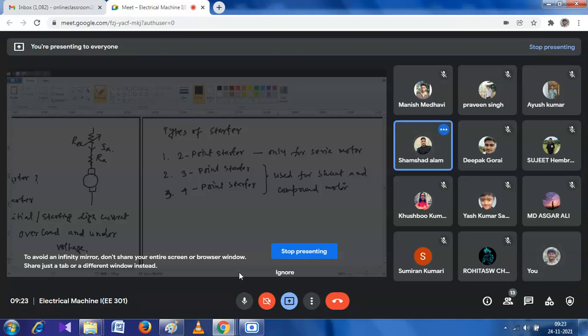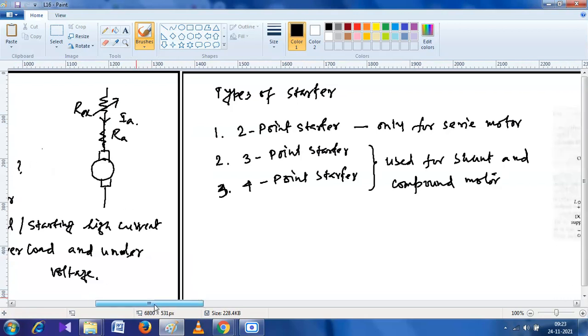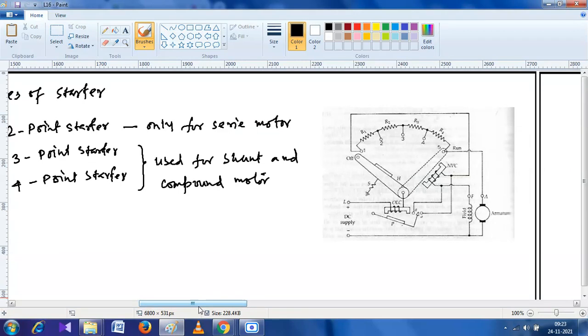Okay. Now one topic is 3-point starter. First we start with 3-point starter, then we go to 4-point starter, then we go to 2-point starter. First write down the heading 3-point starter.